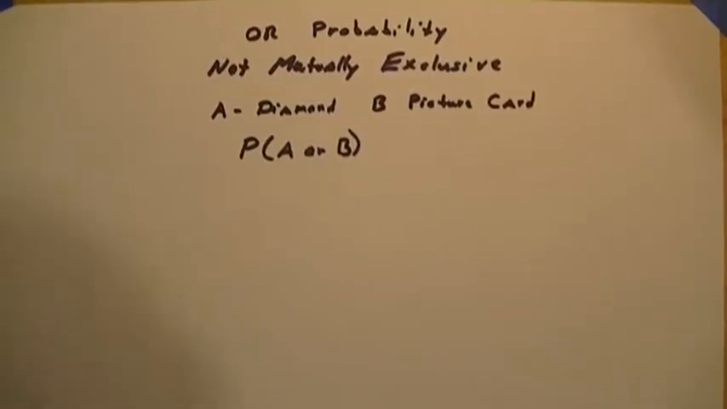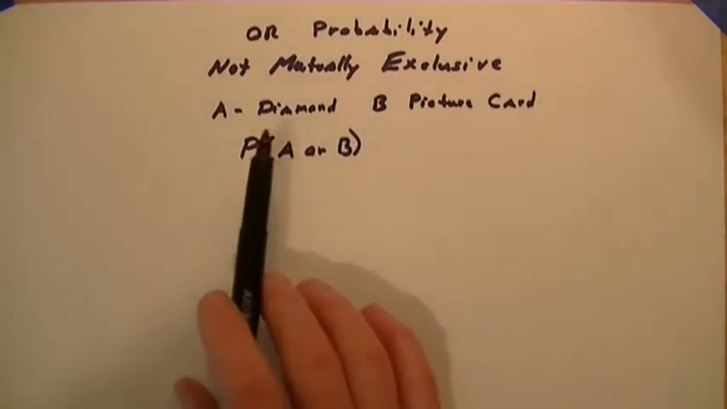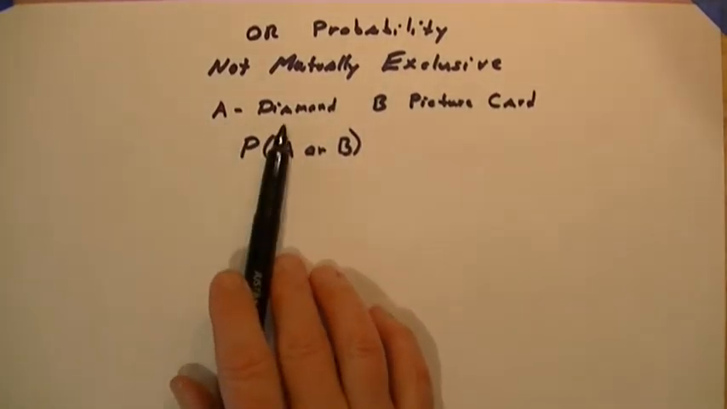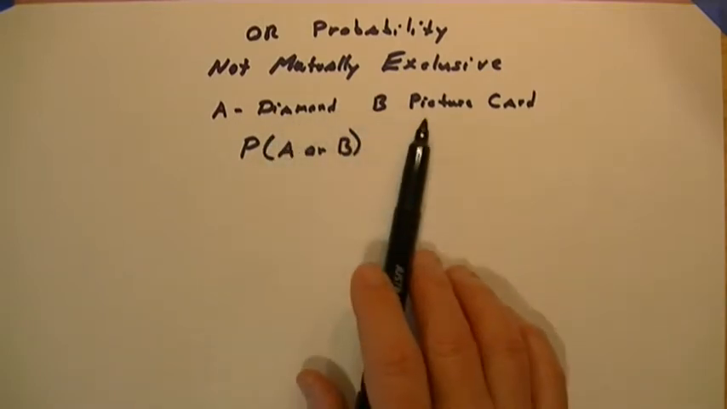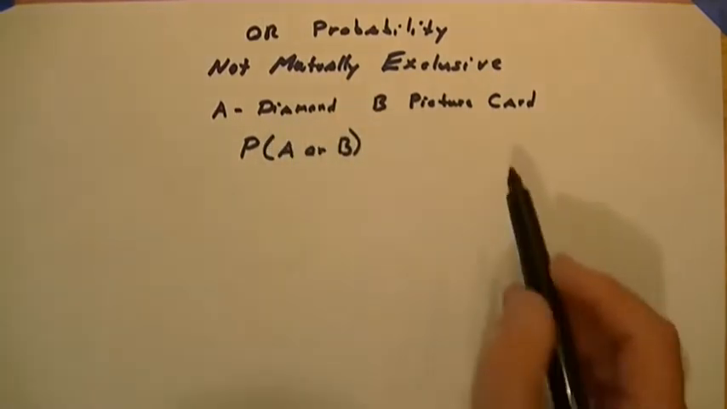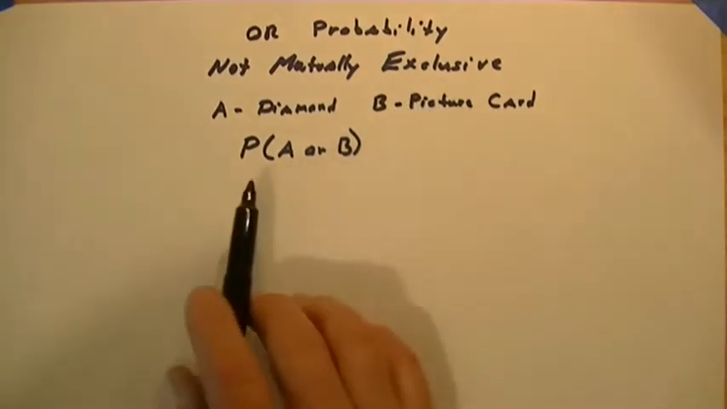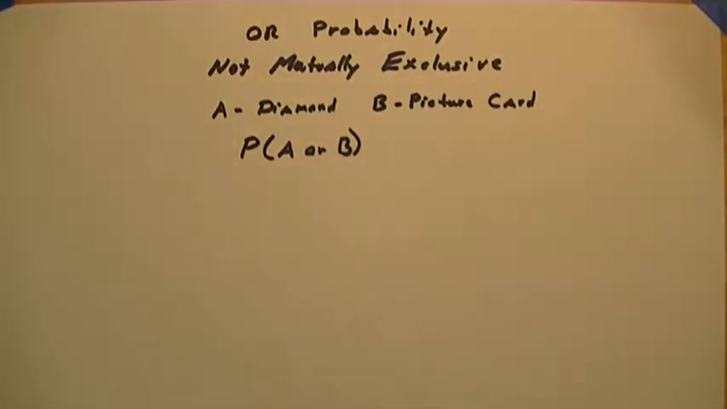Okay, so now we're going to look at a case where the two events we're looking at are not mutually exclusive. There potentially could be a way to draw one card and get both outcomes. And here's a great example. Let's say that we're interested in drawing a diamond from a deck of 52 cards or drawing a picture card. So this will be my A and my B respectively. And I want to know what the probability of A or B happening.